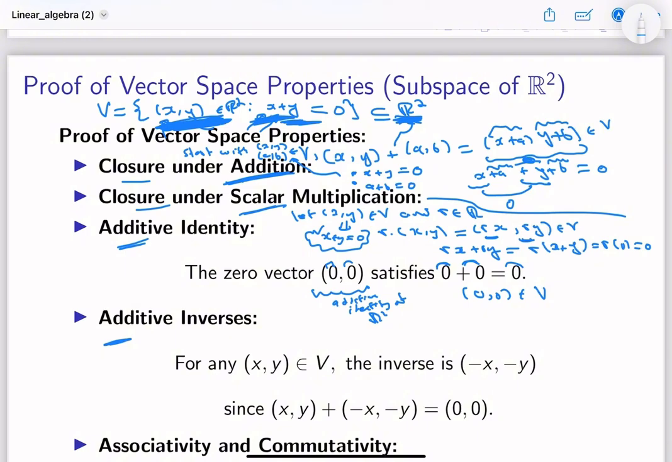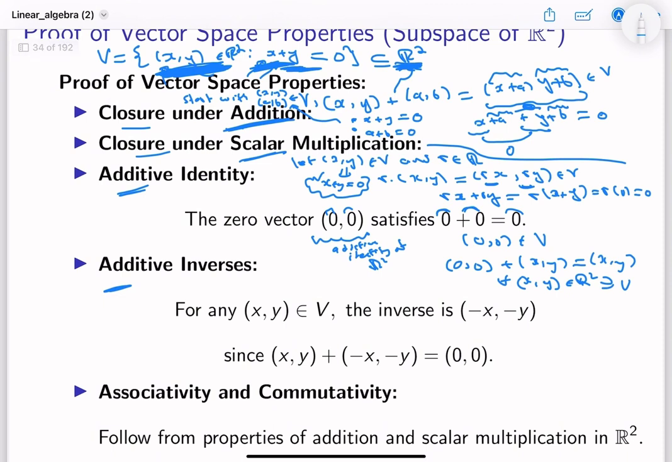But since it's in V and it has the property that if you add this to any other vector in R2, and specifically to any other vector in V in this case, because V is a subset of R2, then 0 0 is itself an additive identity of V, because 0 0 plus x y is equal to x y for every x y in R2. This we know because 0 0 is an additive identity, but R2 contains V, right? So this proves that 0 0 is an additive identity of V. So this is what we have, right?